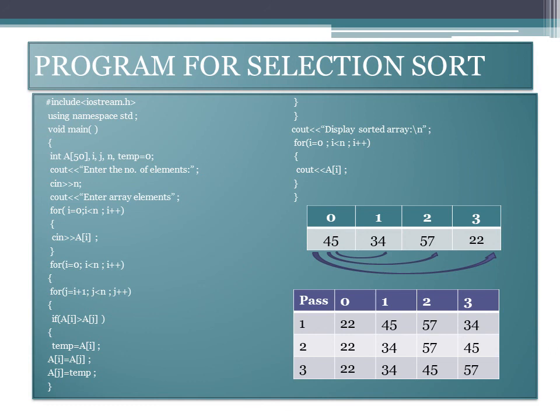Now we follow the condition a of i greater than a of j, and it will continue till we get the sorted array 22, 34, 45 and 57, and this array is sorted in ascending order. So this is the concept of selection sort.